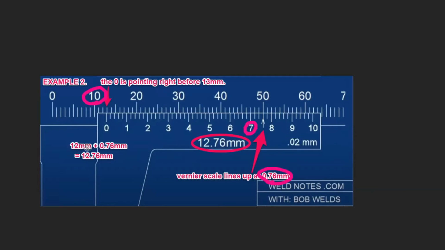And so we just do the calculation, the 12 millimeters from the main scale, you add that to the 0.76 millimeters from the vernier scale, and we get the final answer, which I apologize for the big marking, but the final answer would be 12.76 millimeters.